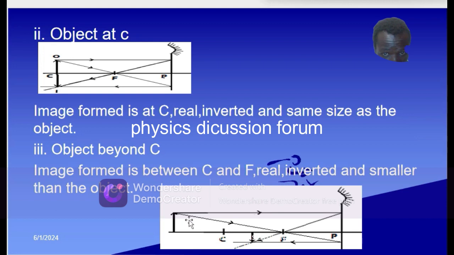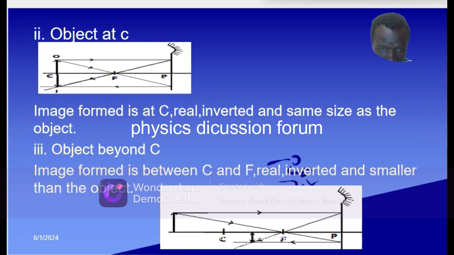The third one, object beyond C. When the object is beyond C, we can use two rays. The first one is a ray close and parallel. It is reflected through F as shown. Remember, don't forget to indicate the arrows. Then a ray through F is reflected close and parallel. Then compare the sizes and get the properties.